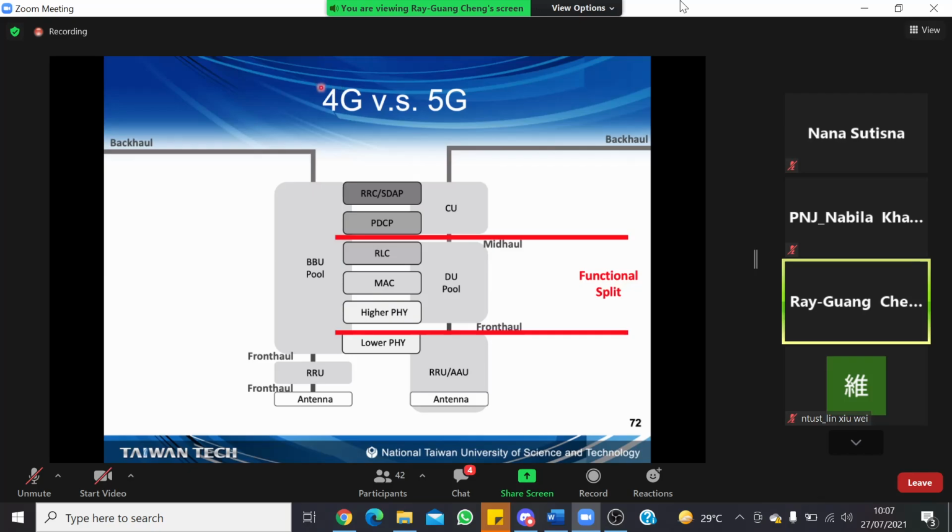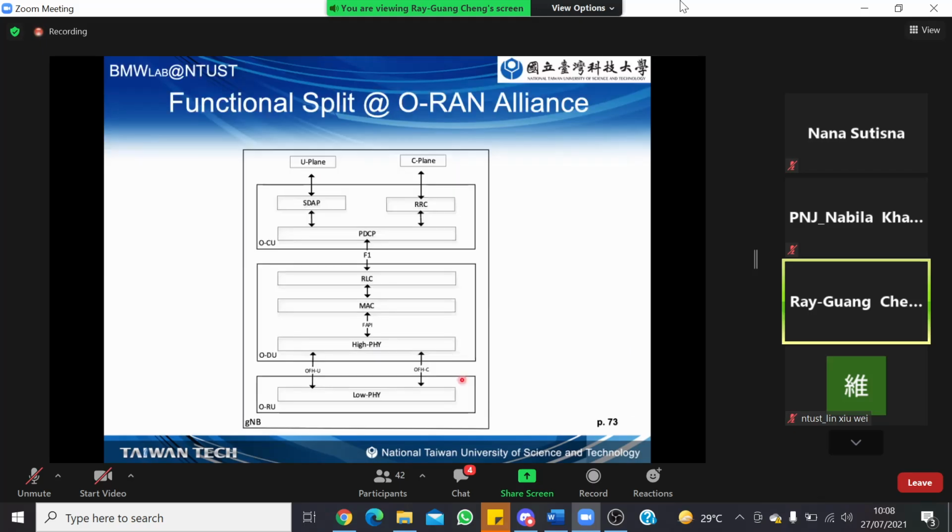This figure concludes the difference between 4G and 5G. In 4G we call it baseband unit and RU. Now for 5G, we split into CU, DU, then RU or AAU. AAU is the antenna unit. So this is the functional split used. We just showed you we have different options, but this is the function we define in ORAN.